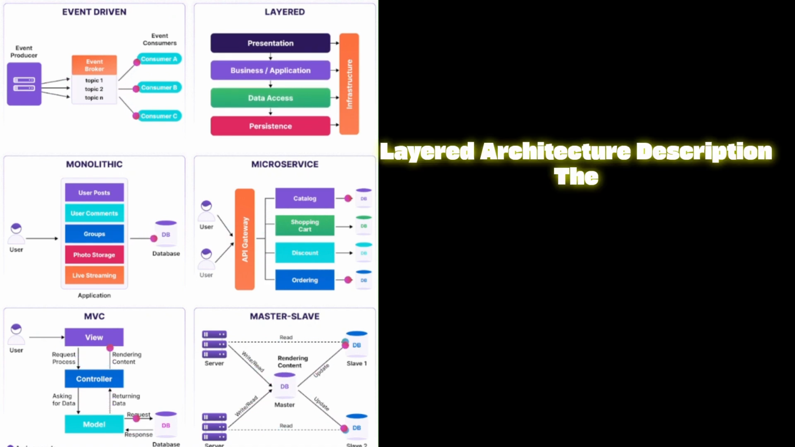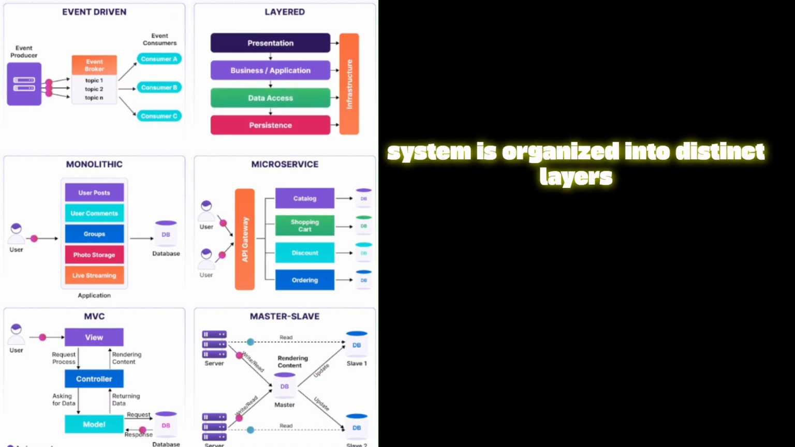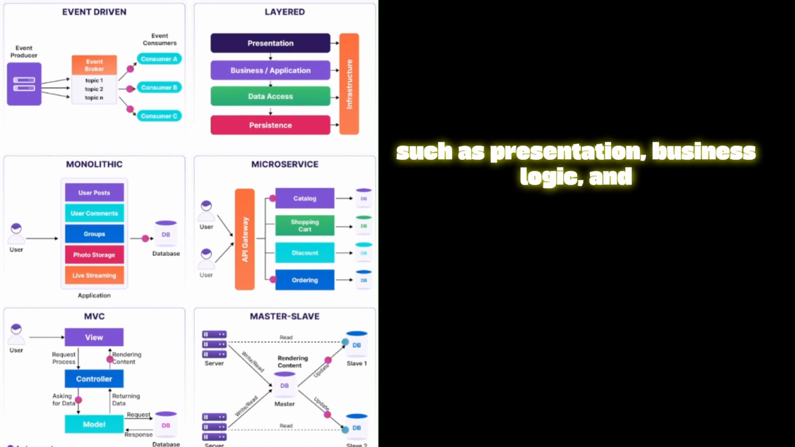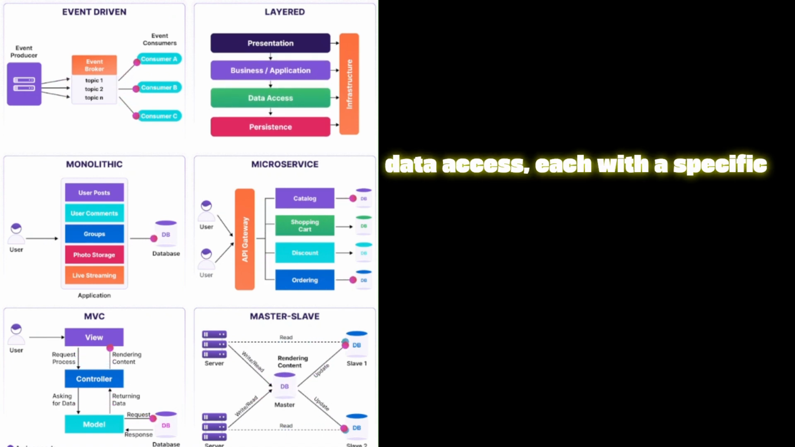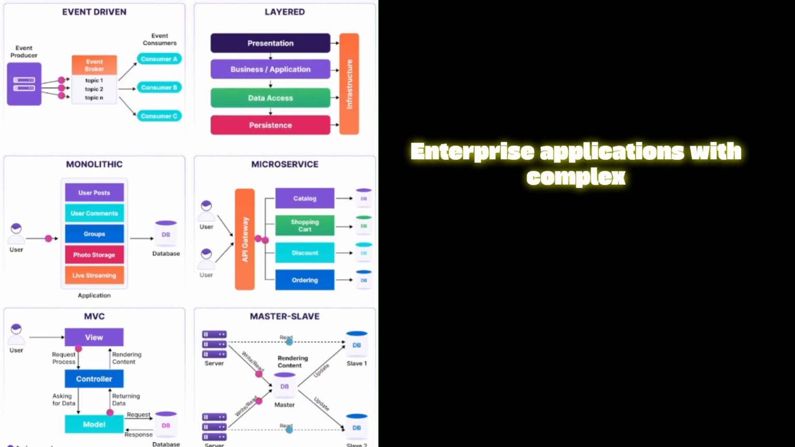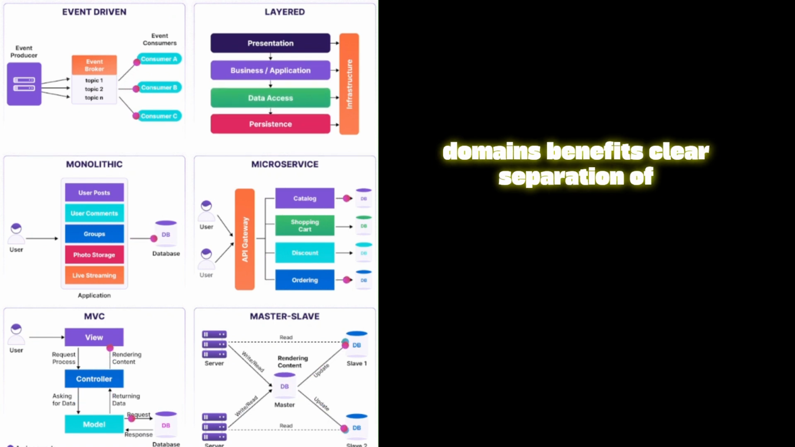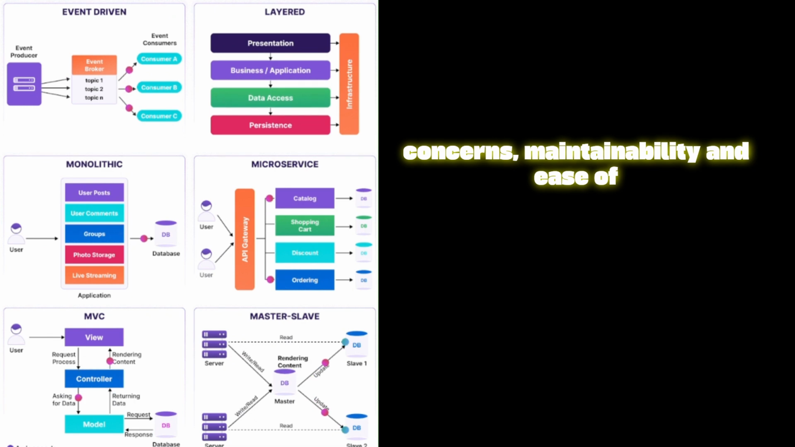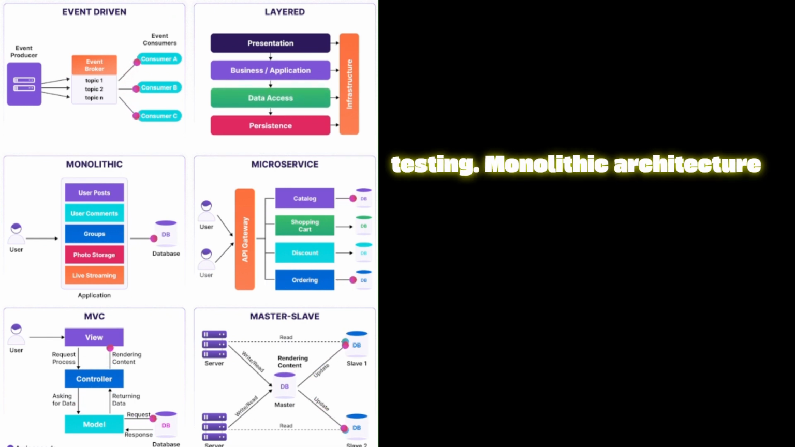Layered architecture description. The system is organized into distinct layers, such as presentation, business logic, and data access, each with a specific responsibility. Use cases: enterprise applications with complex domains. Benefits: clear separation of concerns, maintainability, and ease of testing.